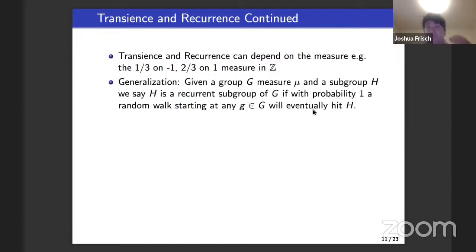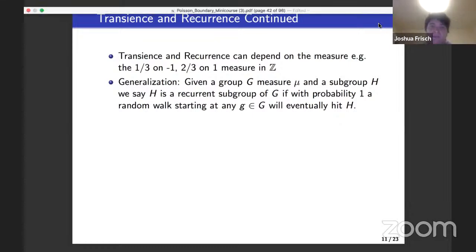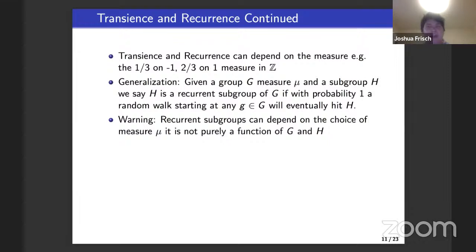So I'm going to generalize this notion a little bit. And again, all these generalized notions are somehow going to depend on the choice of measure mu too. So given a group G, a measure mu, and a subgroup H, we're going to say that H is a recurrent subgroup if with probability one, a random walk starting at any point in G will eventually hit H. Equivalently, it'll hit H infinitely many times. So basically, a recurrent subgroup is a subgroup that eventually you're going to go to. And again, recurrent subgroups really depend on the choice of measure mu. It's not purely a function of G and H.